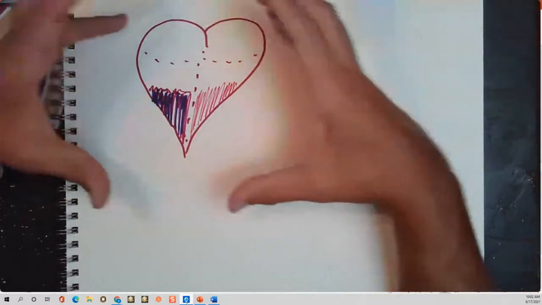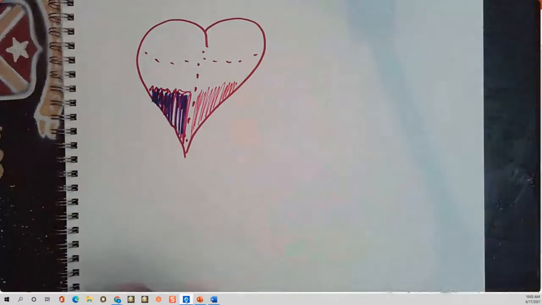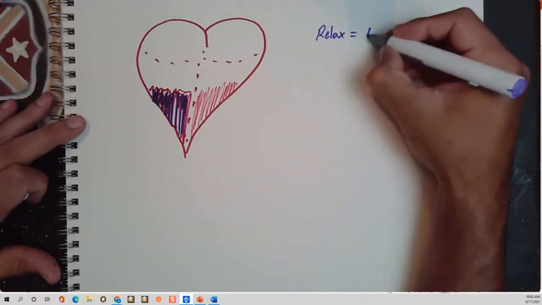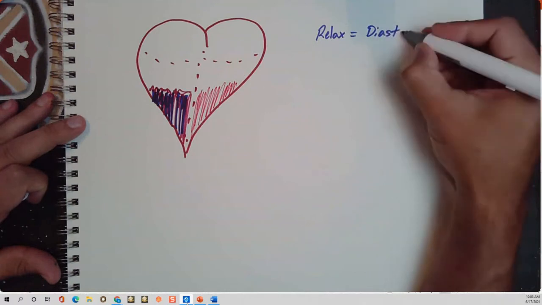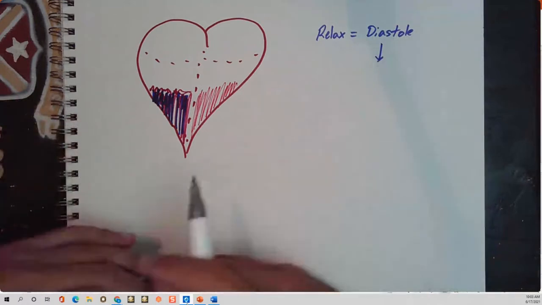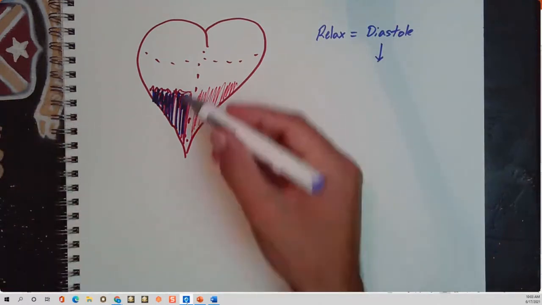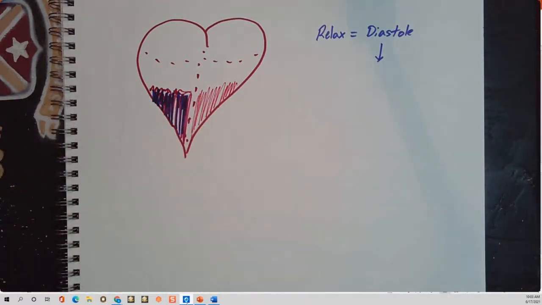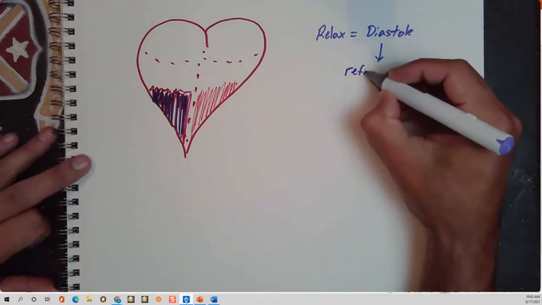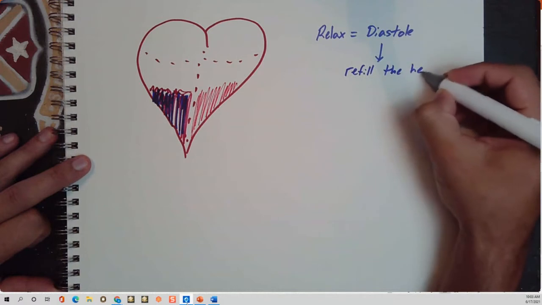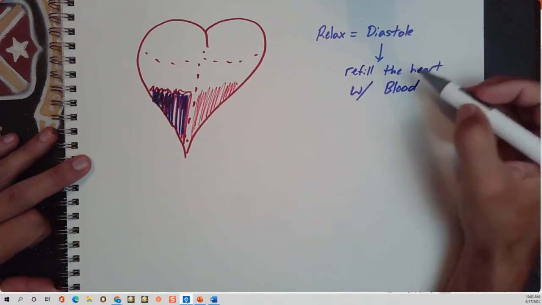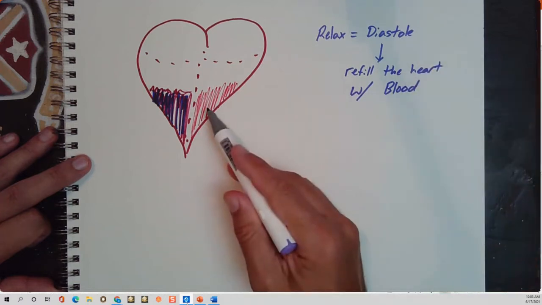Now, as the heart relaxes, remember this is called diastole. Well, the whole function of diastole, what's the function? If your heart's chilling and relaxing, what's going on that whole time as the heart relaxes? Yeah, you better believe the function of diastole is to refill the heart with blood. So we have blood refilling the chambers of these hearts.